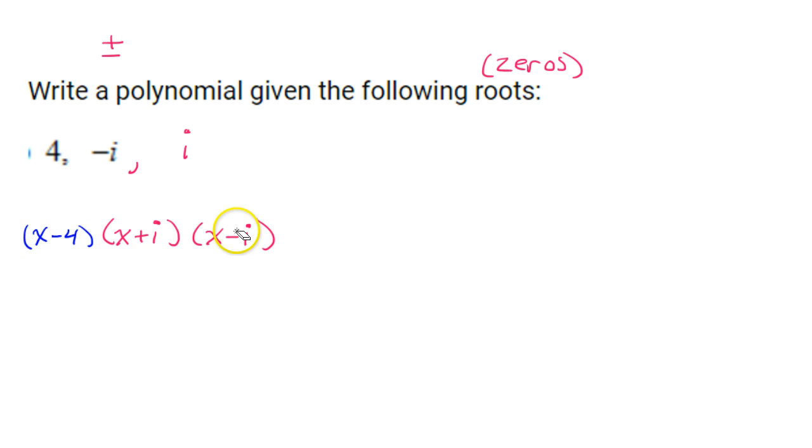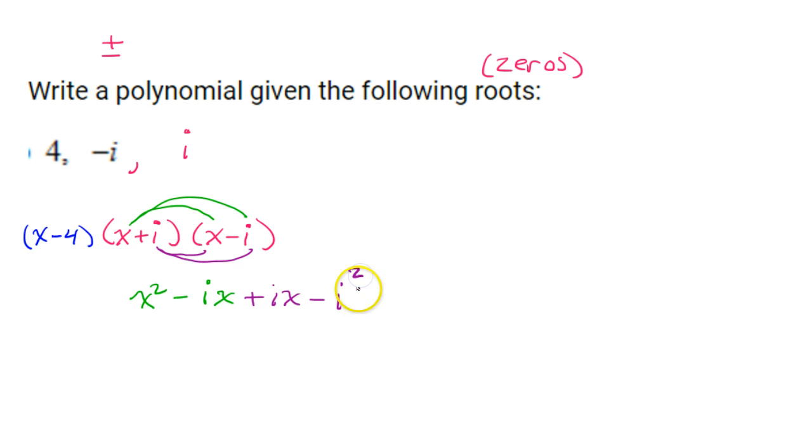Now all we need to do is multiply this out and we will have our polynomial. Let's start by multiplying the 2 factors that have imaginary terms. So I'm going to do the distributive property here, starting with the x. X times x, that's x squared. X times negative i, that's negative ix. Now I'm going to distribute the i. i times x is ix. i times negative i is negative i squared.